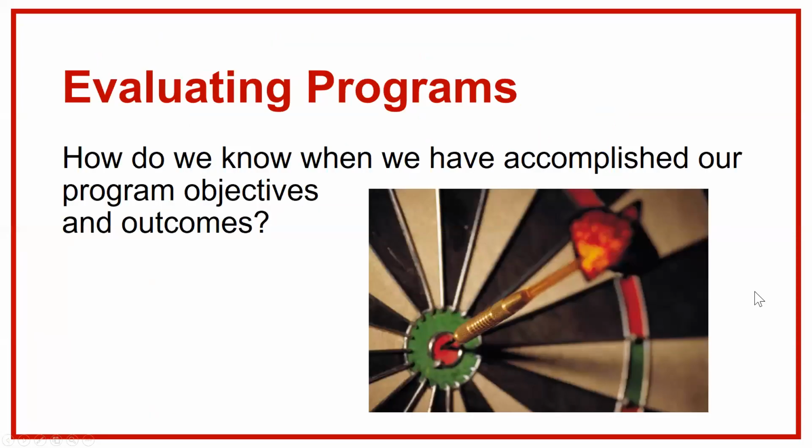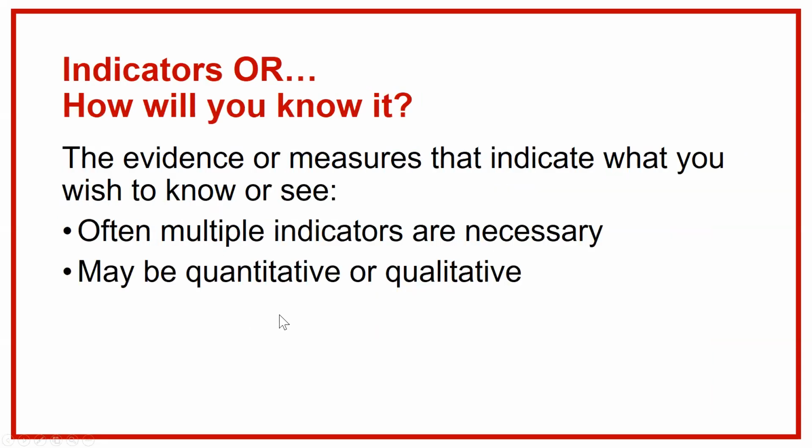So how are we going to know that we've accomplished our program objectives and outcomes? Because remember I said it's important to make sure that you know what your program objectives are before you start delivering that program. And then what are those desired outcomes? So how are we going to know that this program has accomplished those goals? Typically, we call those indicators, or indicators of success.